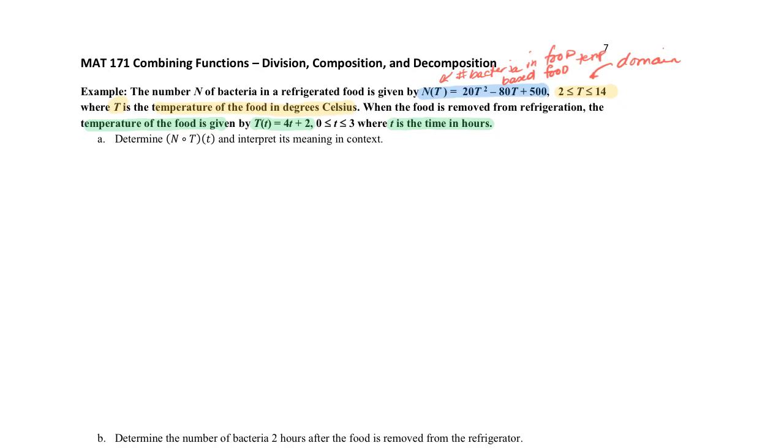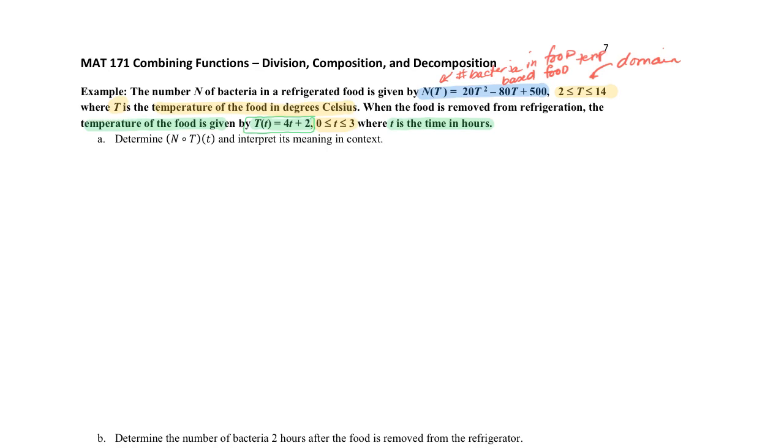And this formula is only going to hold true when the time is greater than or equal to 0 and less than or equal to 3. So greater than or equal to 0 hours, less than or equal to 3 hours. If you've got food that's been sitting out for 4 hours, this formula, 4t plus 2, is not going to do a good job of telling you the temperature of the food, and that's what we need it to do. So the domain is between 0 and 3.